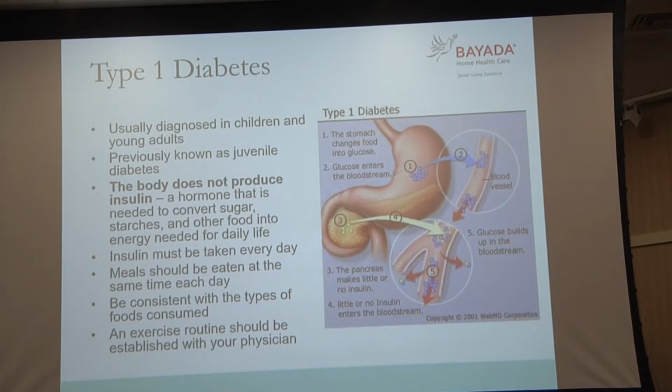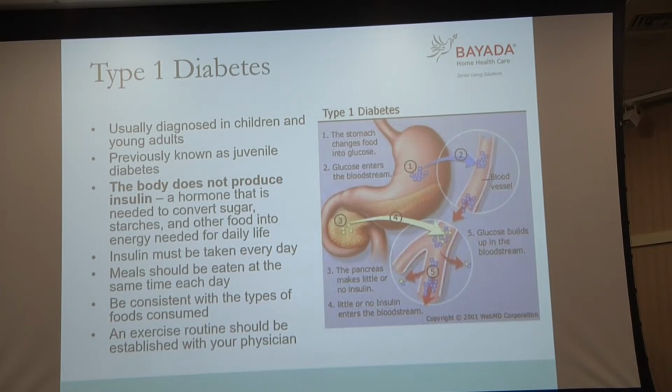So the diagram over here is just showing what happens with type 1 diabetes. So 1 is at the top there. The stomach changes food into glucose. So as you eat it, the stomach changes the food into glucose. Then glucose enters the bloodstream. And then with type 1 diabetes, the pancreas makes little to no insulin.